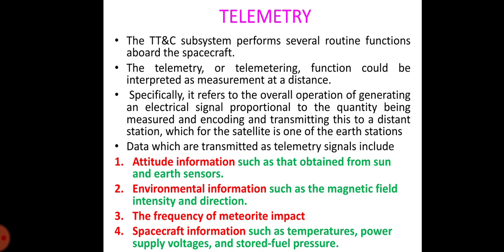The data which are transmitted as telemetry signals include the following important pieces of information. One is attitude information, the second one is environmental information, including the frequency of meteorite impact, and then spacecraft information. Attitude information is obtained from the sun and earth sensors. Environmental information includes magnetic field intensity and direction. Spacecraft information includes temperature, power supply voltages, and stored fuel pressures.